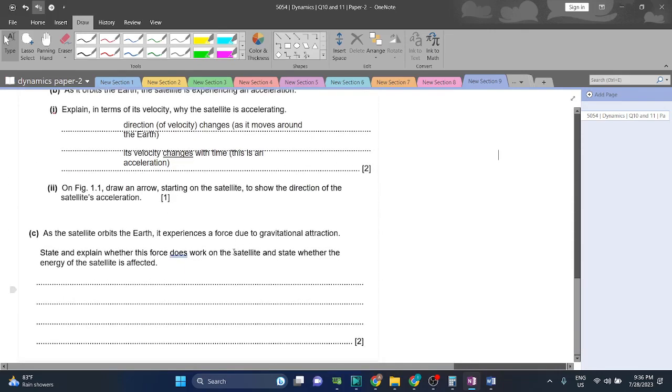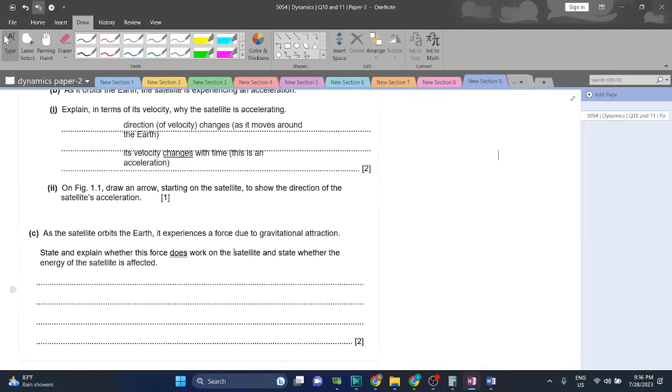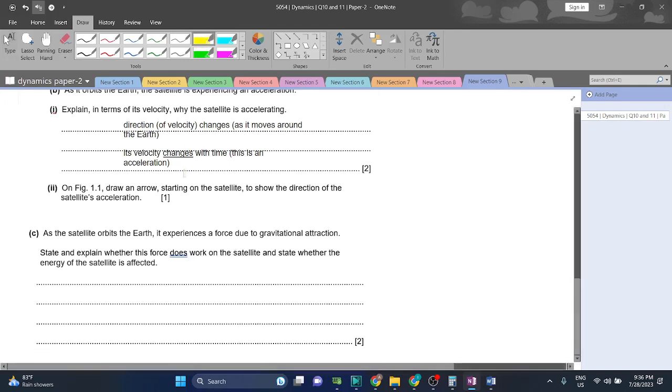As the satellite orbits the Earth, it experiences a force due to gravitational attraction. State and explain whether this force does work on the satellite, and state whether the energy of the satellite is affected. It experiences a force due to gravitational attraction. State whether this force does any work on the satellite.